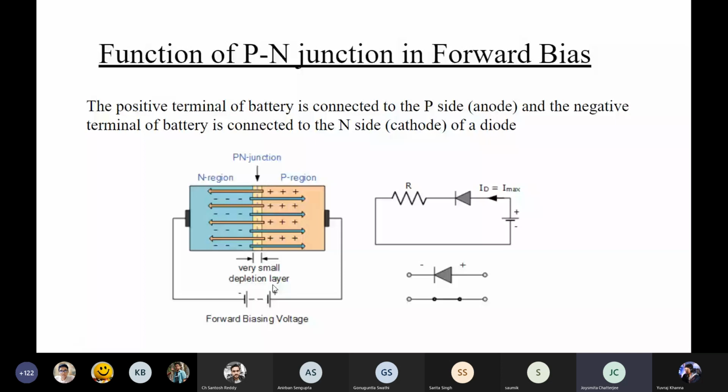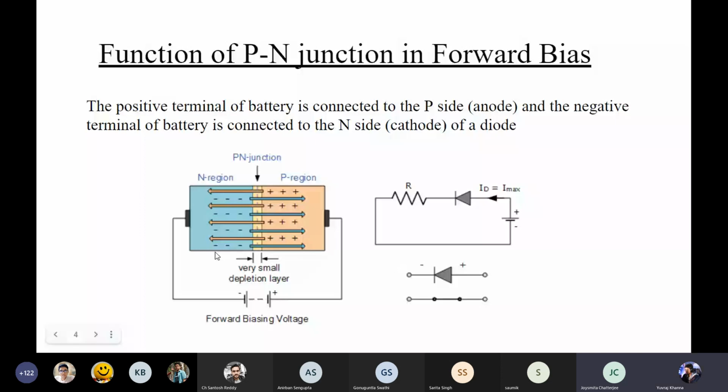Now, in the forward bias situation, a diode is said to be forward biased when, as you can see in this diagram, the negative terminal of the battery is connected to the N side and the positive terminal of the battery is connected to the P side, that is the anode. As a result, the holes in the P region and the electrons from the N region are pushed towards the junction, and this neutralizes the depletion region width.